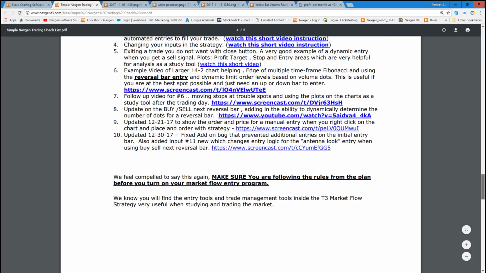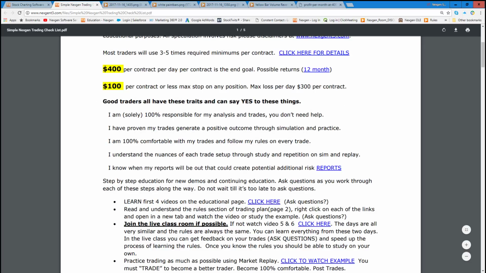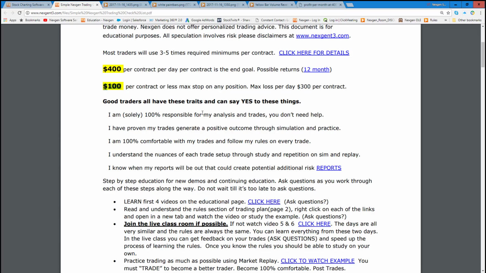So again, our objective for you guys is to get to this spot right here, to be able to make 400 a day per contract, to never risk more than, or attempt at least to not risk more than, $100 on any one trade. So most of our trades average about $60 risk. We're going to get you to the point where you're 100% self-sufficient and responsible for your own trades. You've proven through your own practice and your own simulation and your own real-world experience that the trades work and make money. And most importantly, we're going to make sure that you're 100% comfortable with your trades. You know what to do, when to do, how to do it.